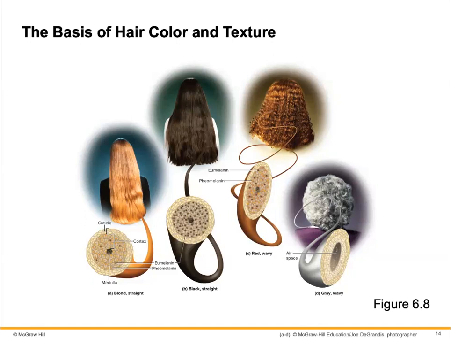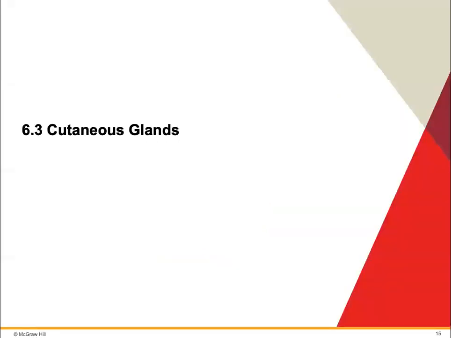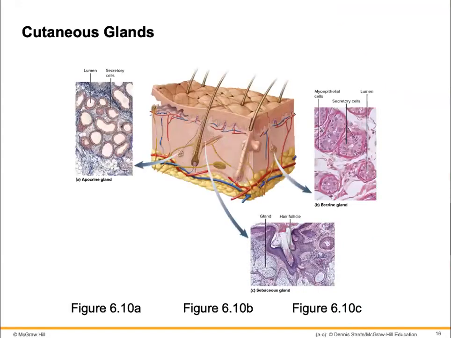So switching gears from hair, I want to talk about the accessory structures, the cutaneous glands. Now, there are 4 major types of glands that we have that are considered cutaneous glands. There's sweat glands, there's sebaceous glands, there's ceruminous glands, and there's mammary glands. Now, the sweat glands, I'm not going to ask you to distinguish the eccrine versus the apocrine glands. Both of them produce sweat, and sweat functions in perspiration, which helps with evaporative cooling.